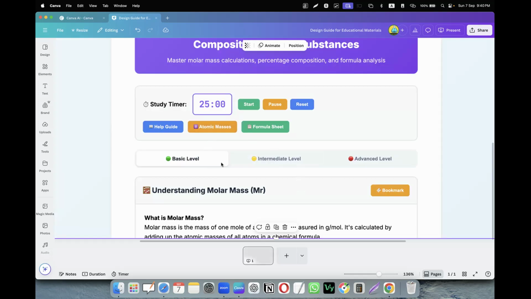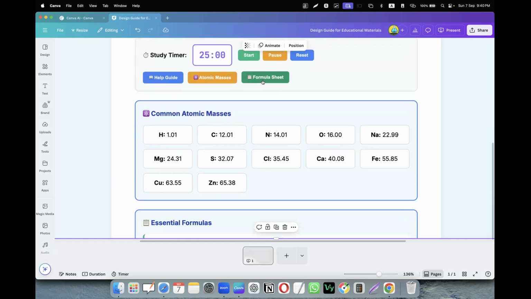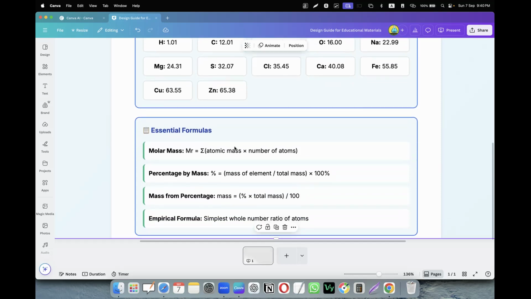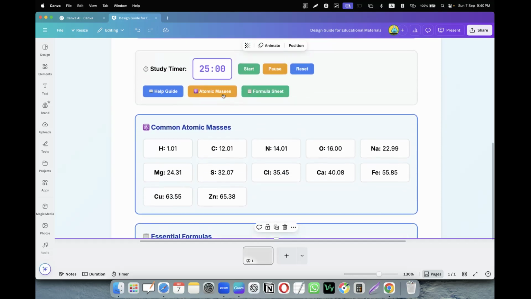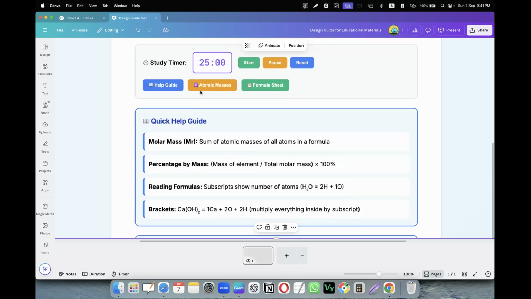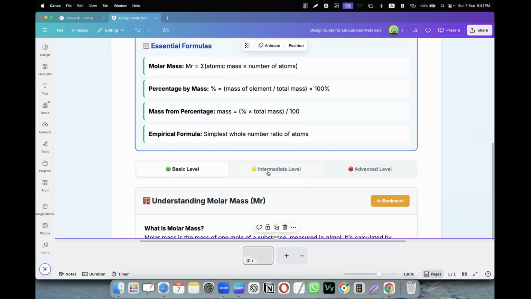Remember that you can always find here the help guide, the atomic masses that you might need, and the formula sheet that you might need also. Everything is here. So these are the essential formulas that you need. This is not only in this lesson, but in all lessons like that. Atomic masses, and this is the help guide that will help you understand everything. So let's see the next one. The next one is the intermediate level.